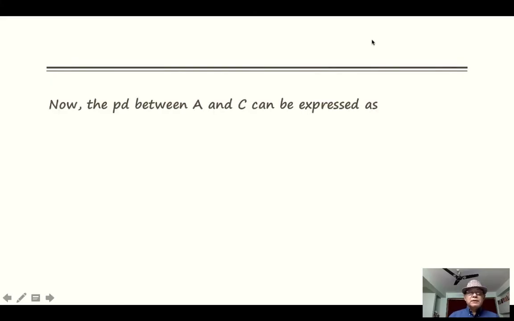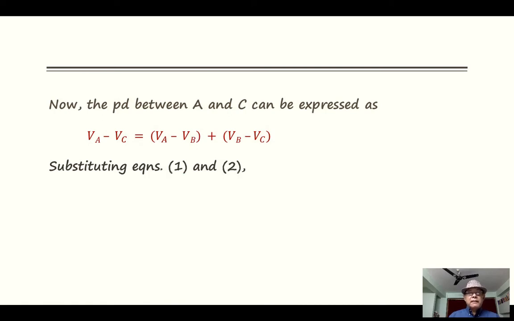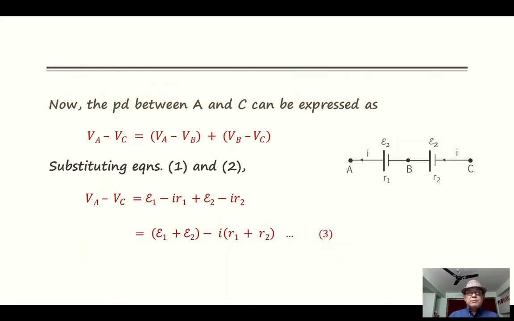Now, the PD between A and C can be expressed as VA minus VC equal to within bracket VA minus VB plus within bracket VB minus VC. Now substituting equations 1 and 2, VA minus VC is equal to E1 minus IR1 plus E2 minus IR2, which is equal to within bracket E1 plus E2 minus I into within bracket R1 plus R2. We call it equation 3.